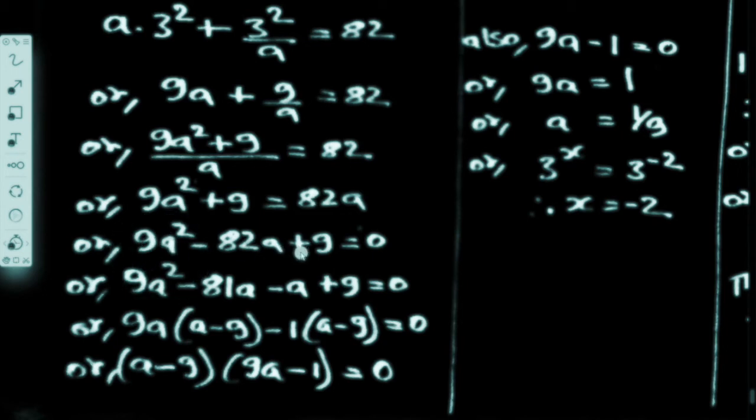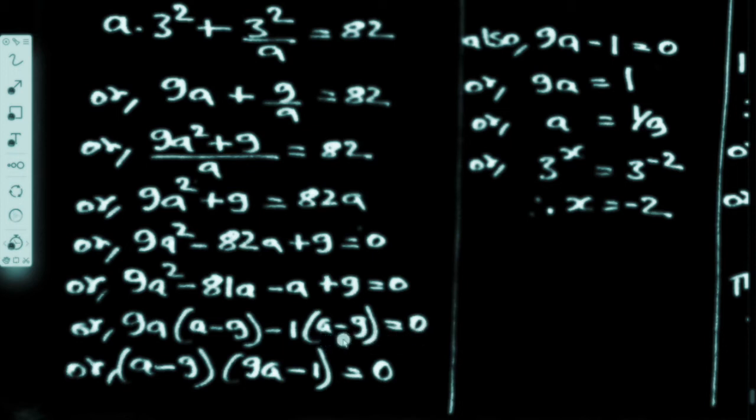To factorize this expression, we should make the middle term into two parts, so that our factorization process shall be easy. We break this 82 into two parts. Here comes our 9a square minus 81a minus a plus 9 equals 0. Here 9a comes as common in 9a into a minus 9, and minus 1 comes as common: minus 1 bracket a minus 9 equals 0.